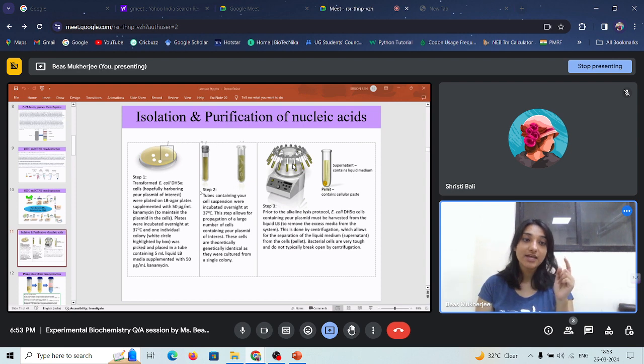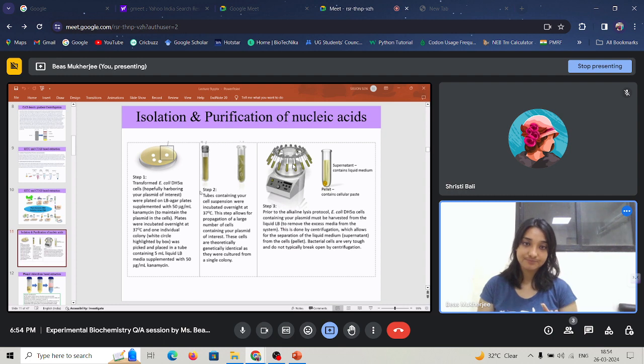It is believed that a single colony is formed by a single cell. That particular cell is called the colony forming unit. So one cell divides and forms a huge group of cells which we can see with our naked eyes. That is called a colony. Okay, and then what happens?